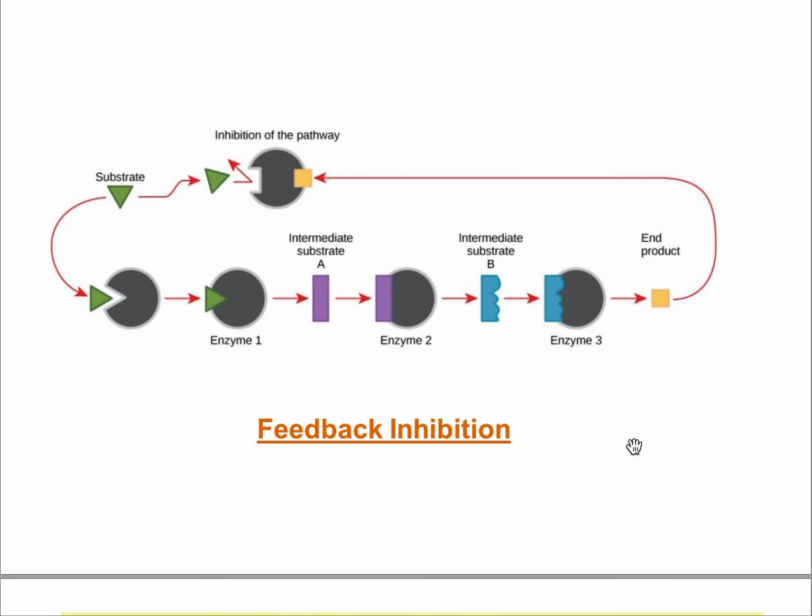So this is another example of feedback inhibition. Look here, this is step 1, step 2, step 3. This is the enzyme substrate complex and intermediate substrate. This is the product for this reaction but the substrate for this reaction. Product for this reaction, substrate for this reaction, and this is the end product. So this end product will bind the first enzyme at the allosteric site and will inhibit the binding of substrate to the enzyme.